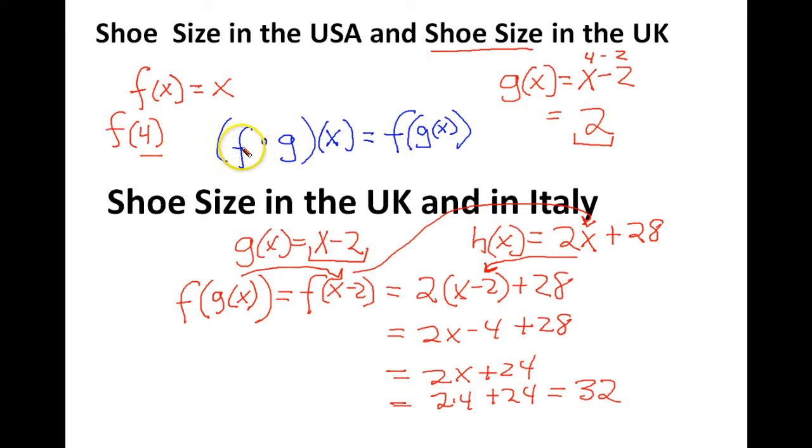Composite function of f circle g is one way to read it, or the composition f of g, or f∘g, and another way to read it is f composed with g, and then that final way we said f circle g.